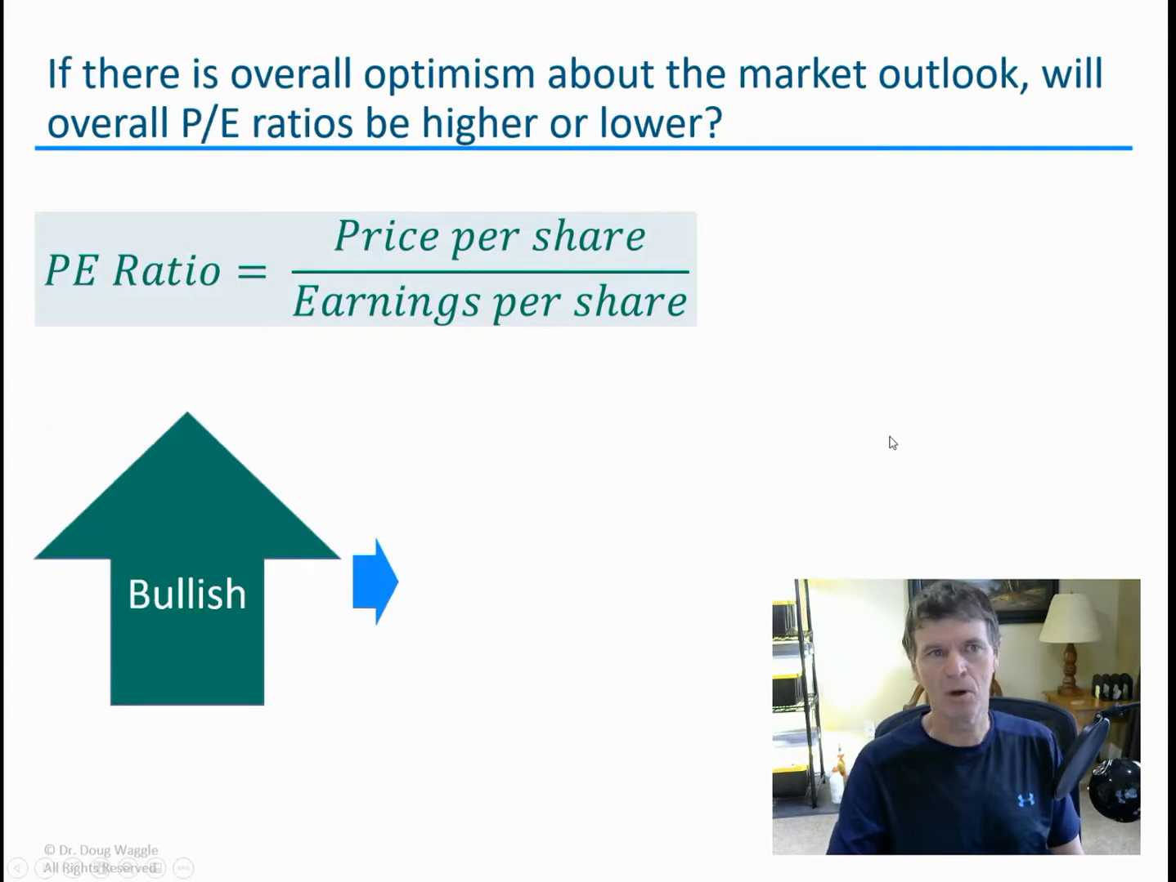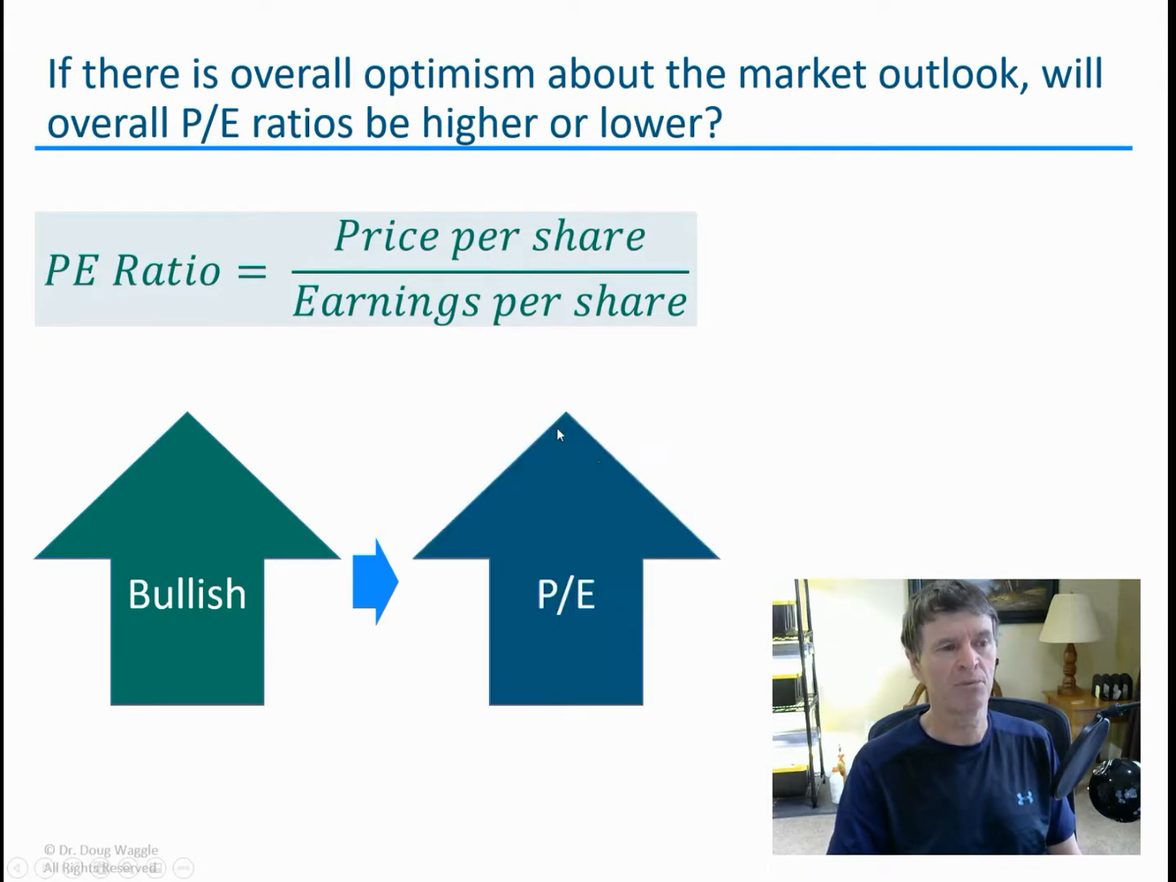If people are optimistic about the market as a whole, will PE ratios be higher or lower? If you're bullish on the market, that means you're optimistic. You think prices are going to rise in general. If the overall market is bullish, people tend to pay more for stock, and that drives the PE ratio up.